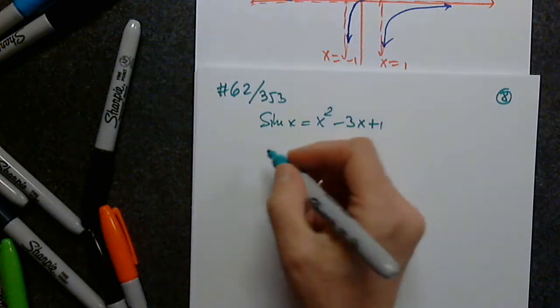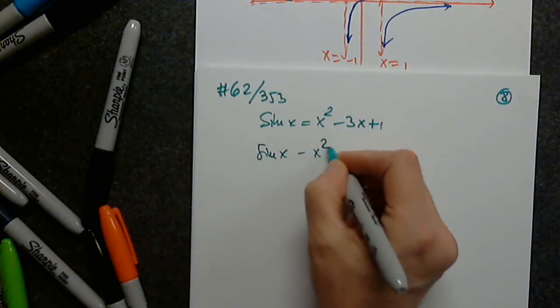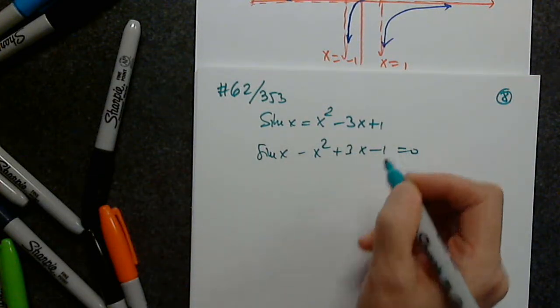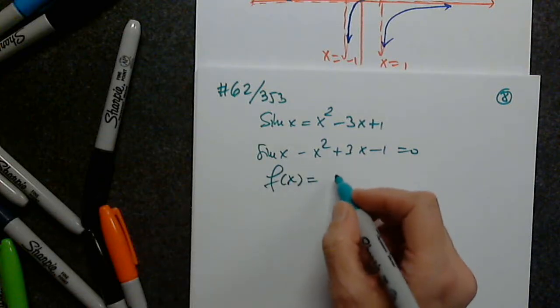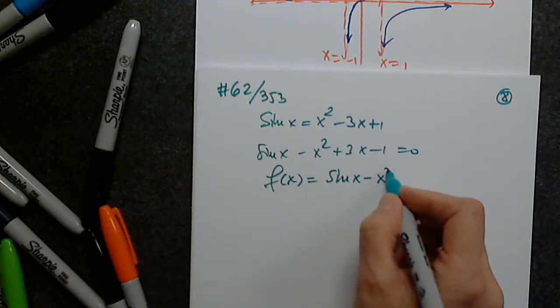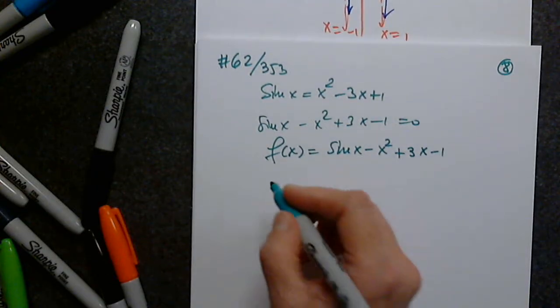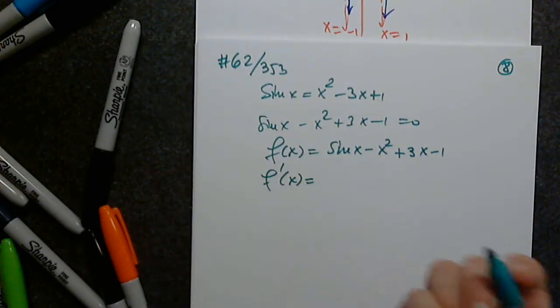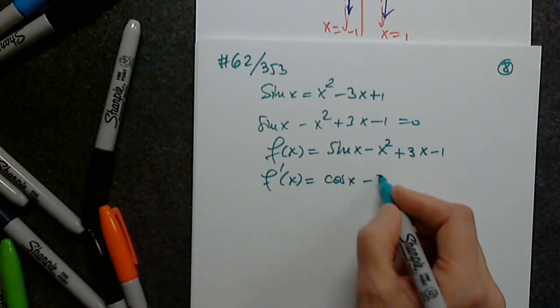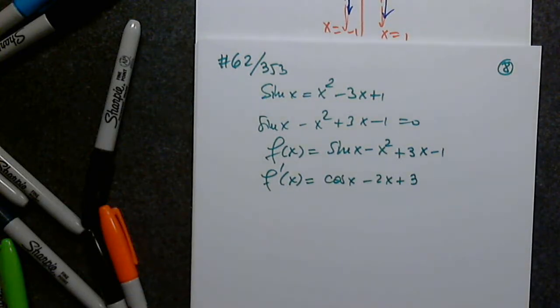Yes, create a function, right? Sine x minus x squared plus 3x minus 1 equals 0. So this is our f of x: sine x minus x squared plus 3x minus 1. Right here, I should determine the derivative, so cosine x minus 2x plus 3.